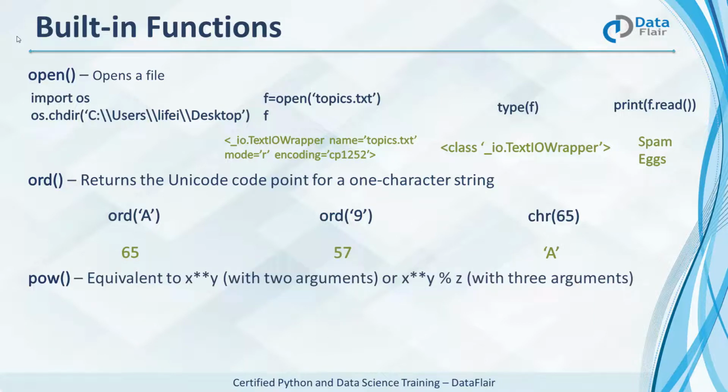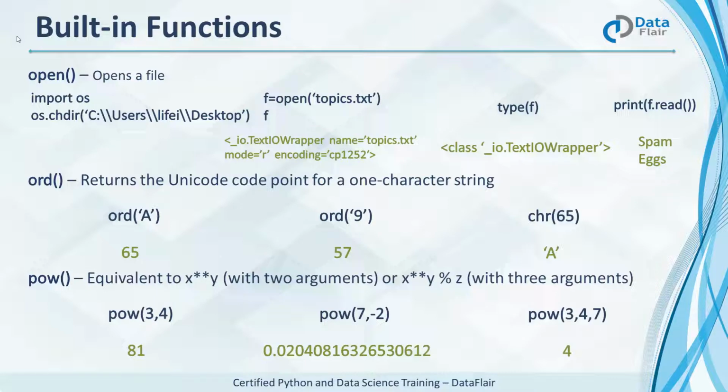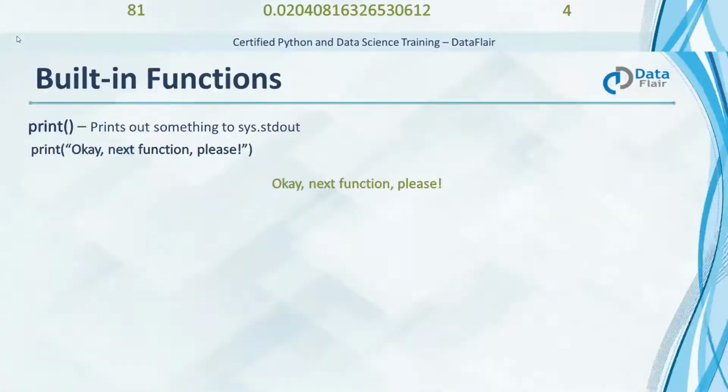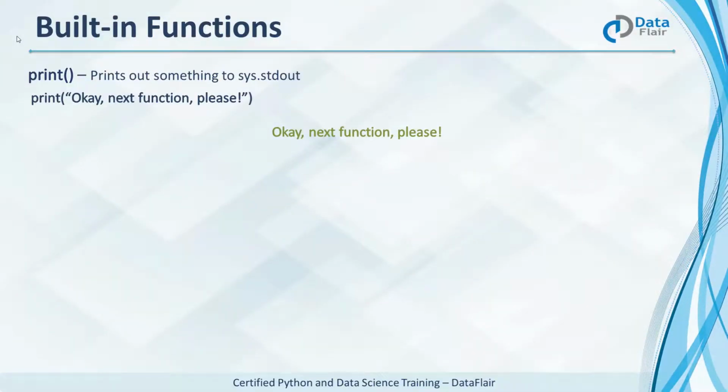Pow is equivalent to x to the power y. 3 to the power 4 is 81. 7 to the power minus 2 is this. And with 3 arguments, it raises 3 to the power of 4, then mods it with 7. You know this one very well. Print prints out something to sys.stdout, the standard output stream.